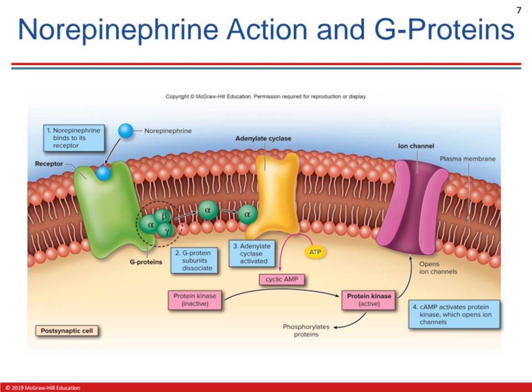Now, this is an enzyme. It converts ATP to cyclic AMP, which is a second messenger. Cyclic AMP can then interact with a protein kinase, which is inactive, making it active.